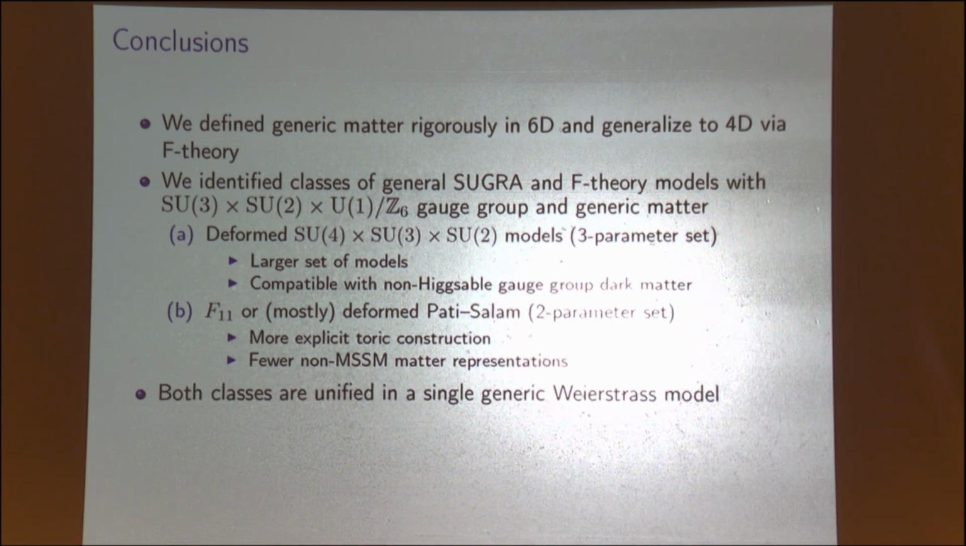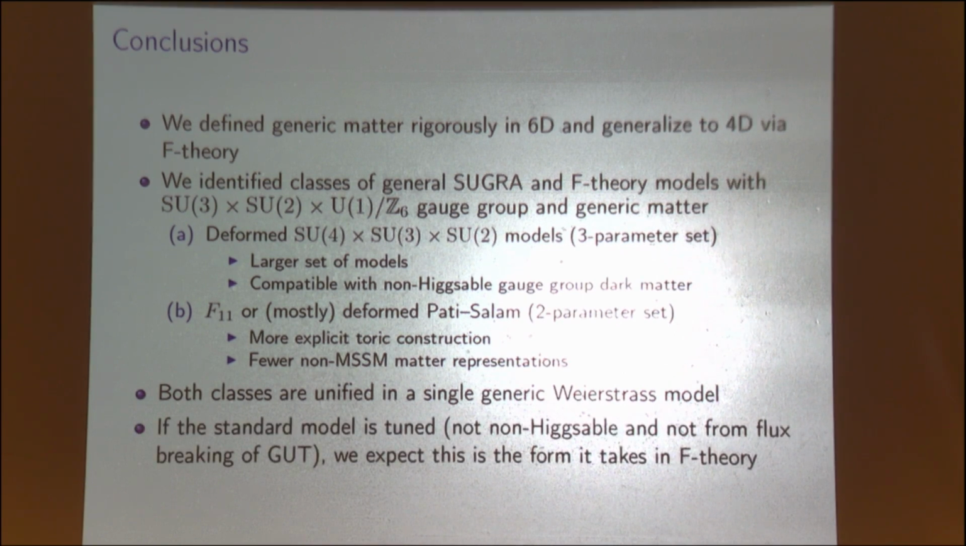We then found a single Weierstrass model that unifies both classes. And we therefore expect that if the standard model is tuned, as opposed to being non-Higgsable and not from some flux breaking of a tuned or non-Higgsable GUT, then this is the form that it should take in F-theory.